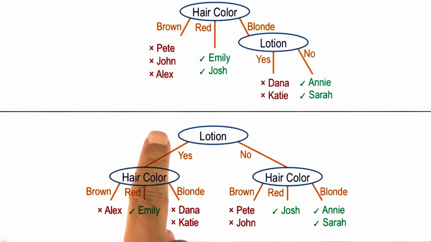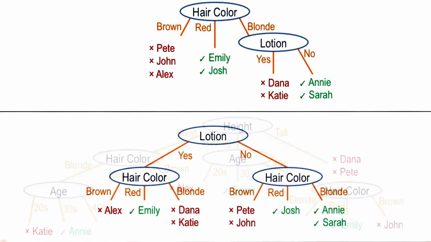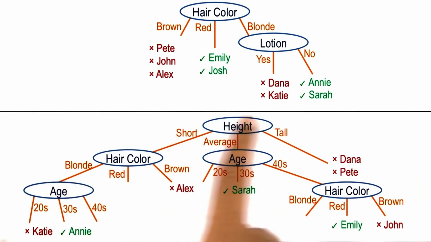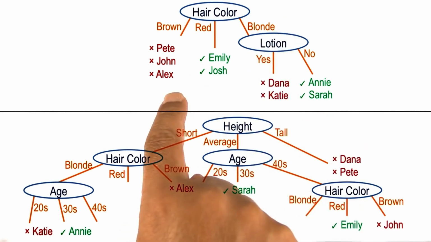This is a different decision tree for the same data set. But because we used a different order, now we have to do more work. This decision tree is less optimal than the previous one. We could have chosen a different set of features in a different order. Perhaps we could first discriminate on height, and then on hair color and age. In this case, we get a much bushier tree. Clearly, this tree is less optimal than this one.